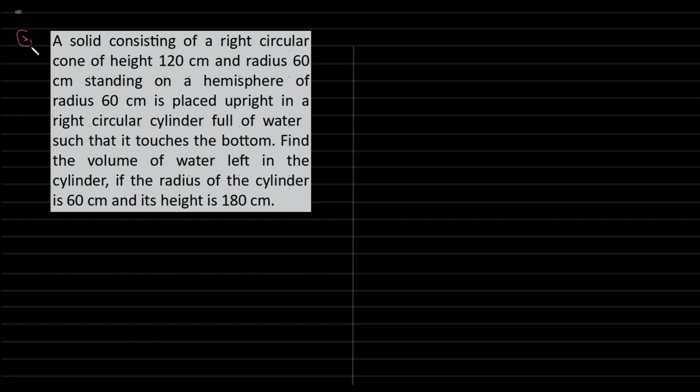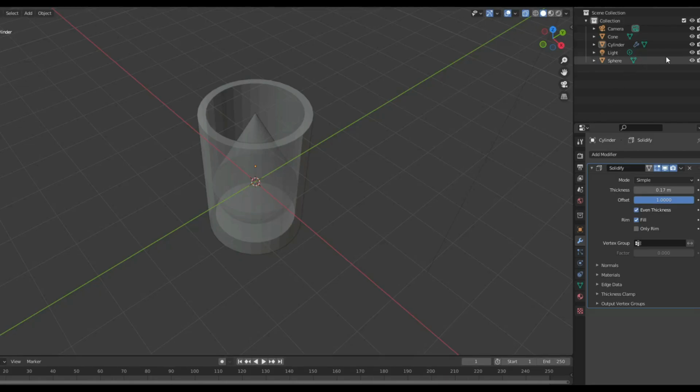A solid consists of a right circular cone of height 120 centimeter and radius 60 centimeter, standing on a hemisphere of 60 centimeter, right? All of this is placed upright in a right circular cylinder full of water such that it touches the bottom. Let me show you what exactly they're talking about.